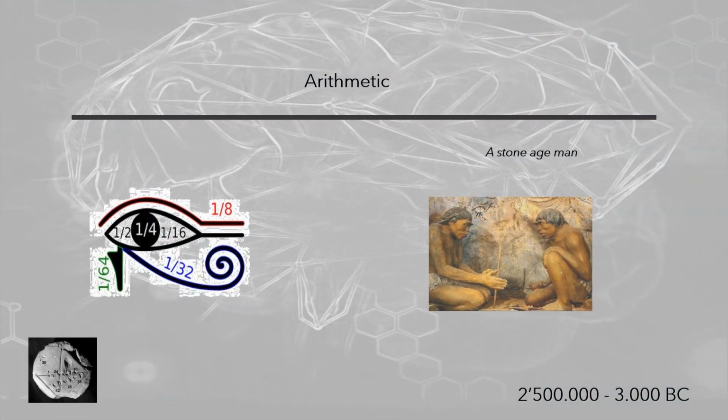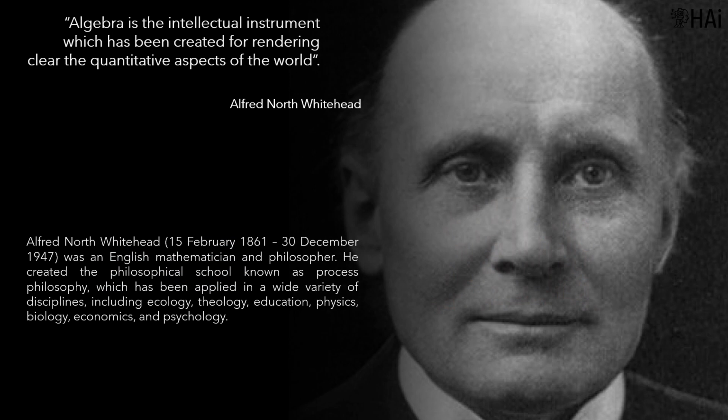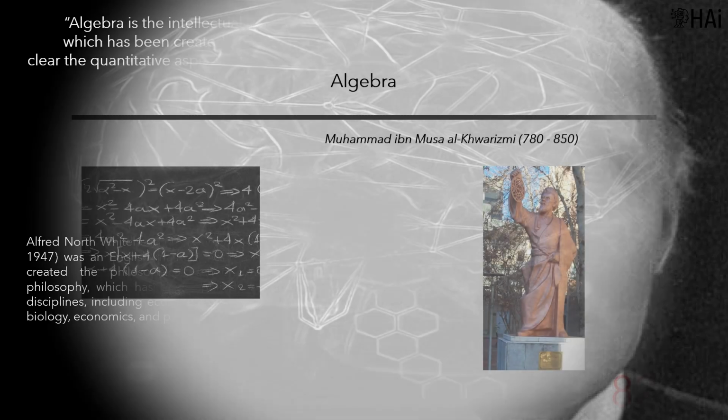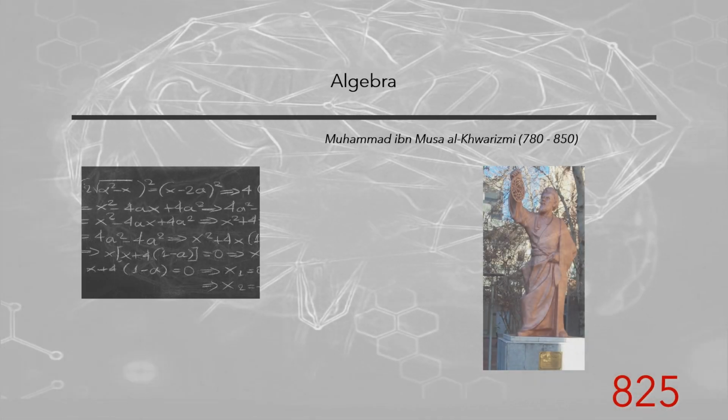The origin of mathematics is arithmetic, which begins its development with the appearance of humanity. Algebra is the intellectual instrument which has been created for rendering clear the quantitative aspects of the world. The appearance of algebra is near the year 800 BC. Many centuries passed since the apparition of arithmetic.